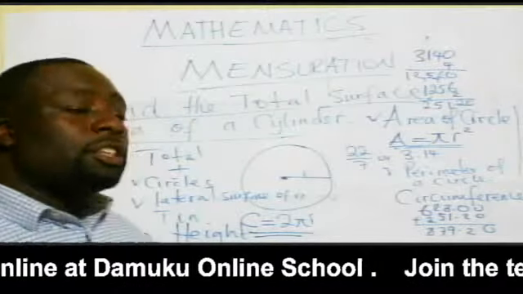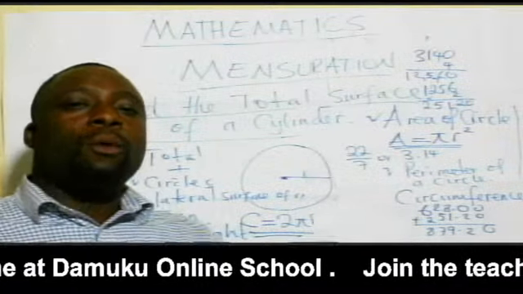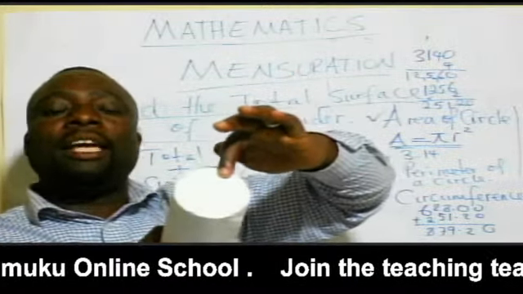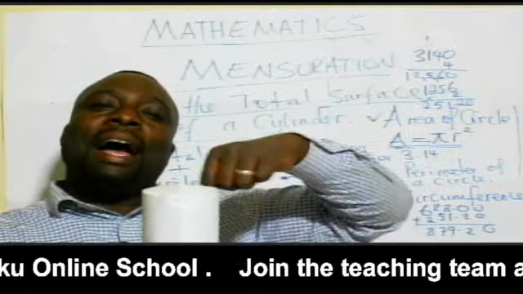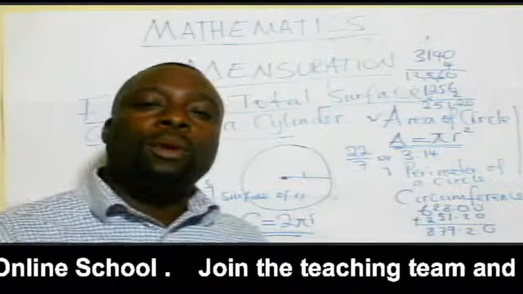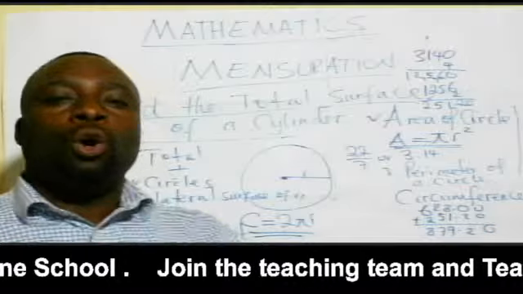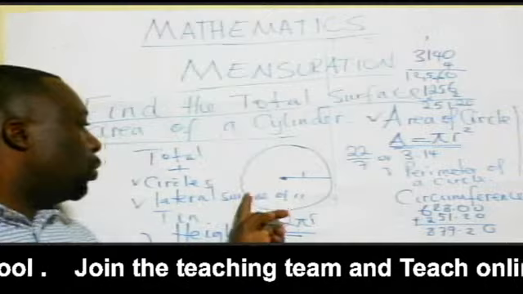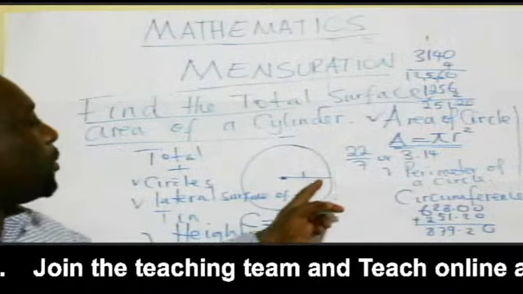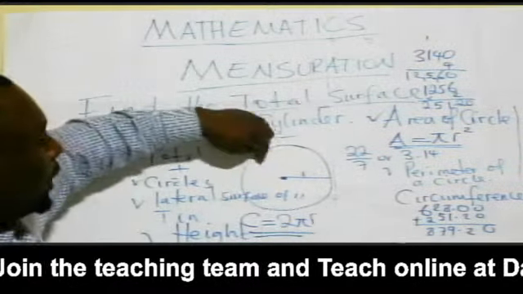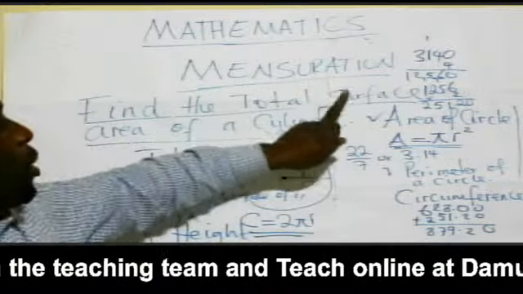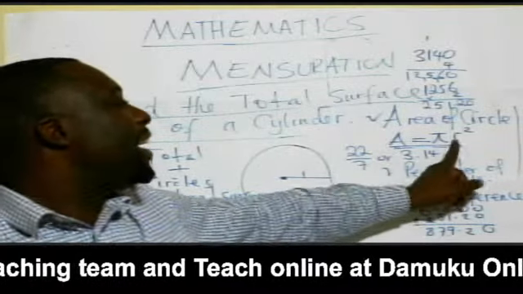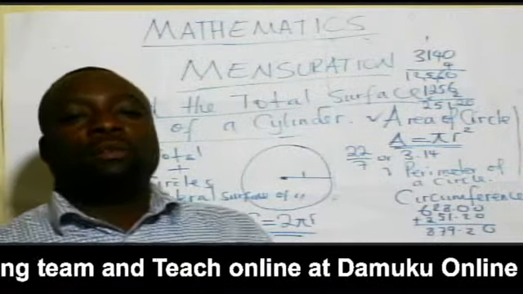Now, for us to find the total surface area, we must understand, first of all, that the top part is circular in nature. So this circular form has a formula that we can use to find the area of the circle. I have a circle on my board here. So this is a circle. To find the area of a circle, we'll use the formula: area is equal to pi r squared. That is the area of a circle.